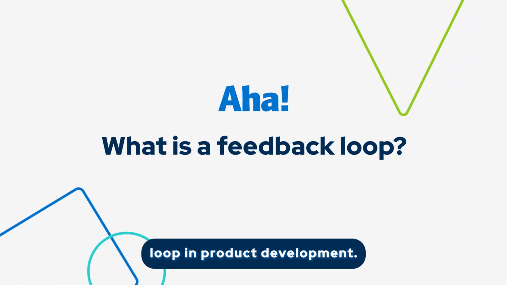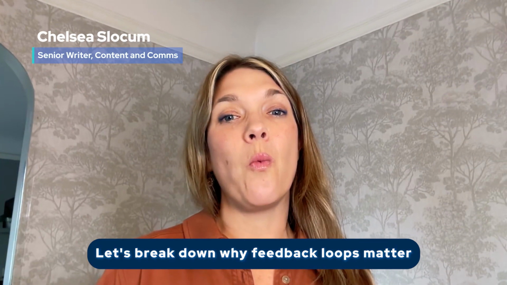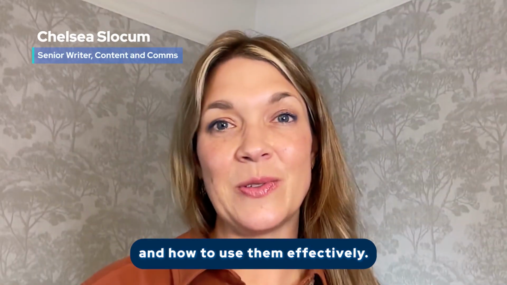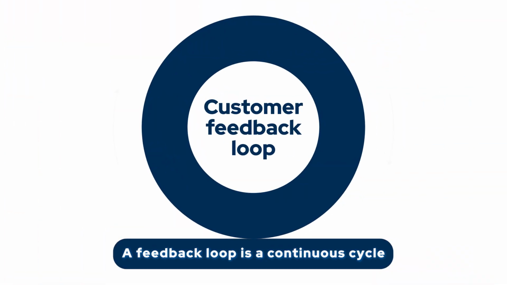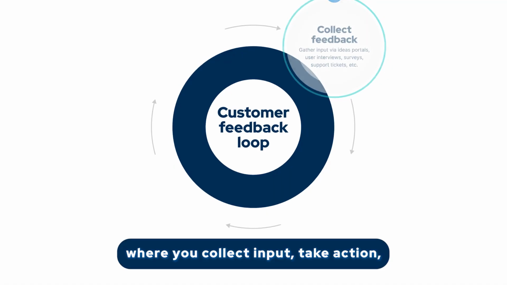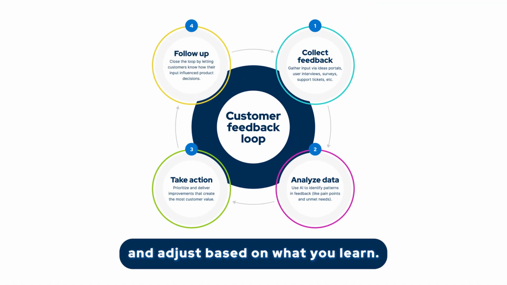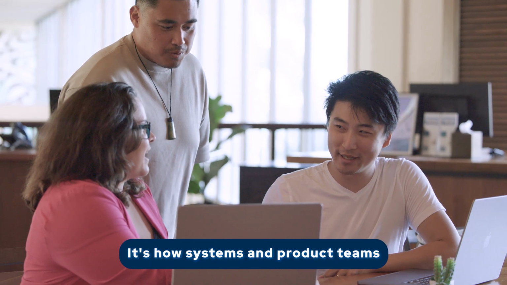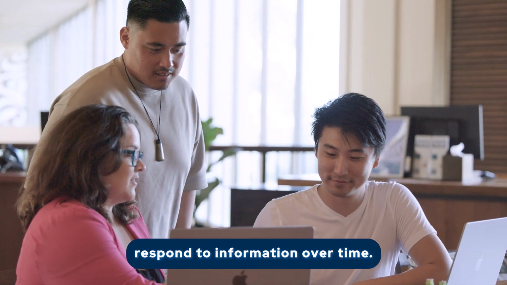What's a feedback loop in product development? Let's break down why feedback loops matter and how to use them effectively. A feedback loop is a continuous cycle where you collect input, take action, and adjust based on what you learn. It's how systems and product teams respond to information over time.